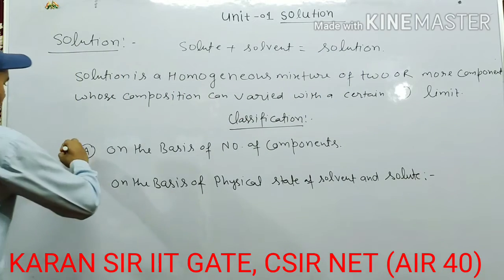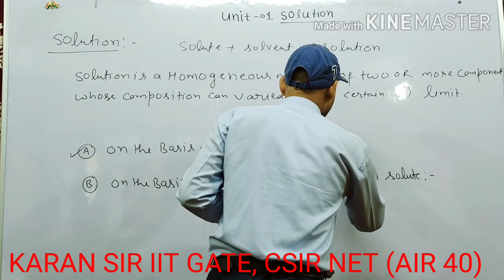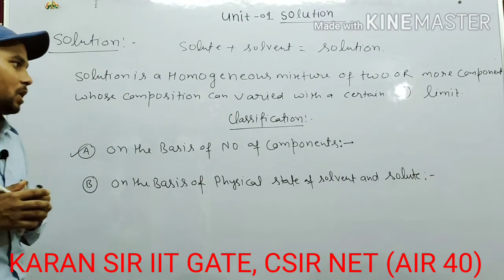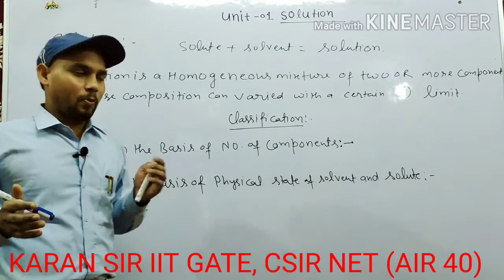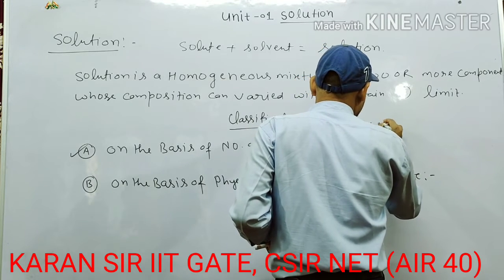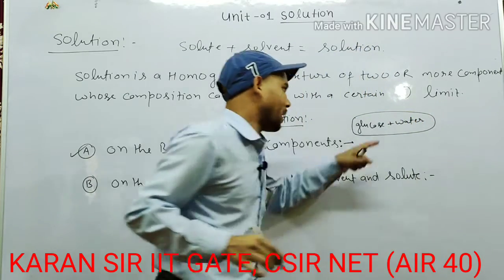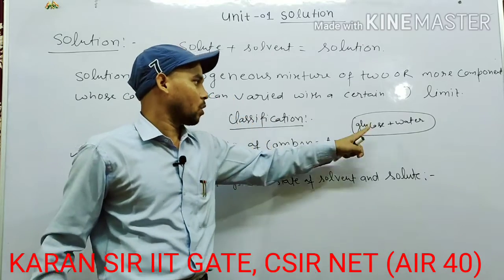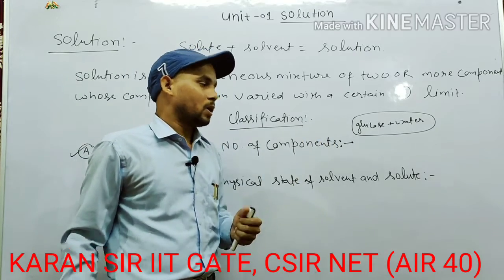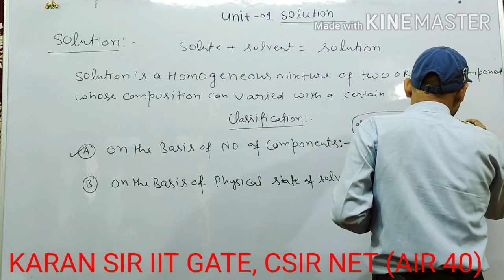First of all, we will discuss the basis of number of components. Suppose that a solution has two components, that is, solute and solvent. Suppose a solution has glucose plus water. This solution has two components, glucose and water, so it is called a binary solution.